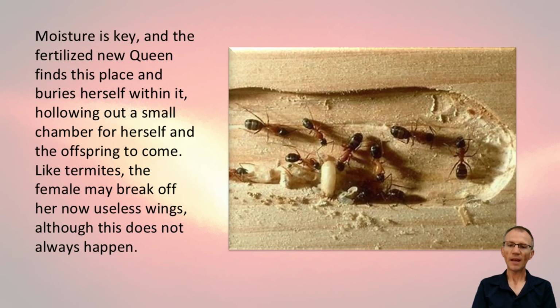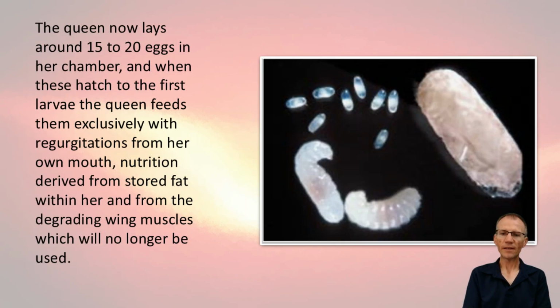Moisture is key, and the fertilized new queen finds this place and buries herself within it, hollowing out a small chamber for herself and the offspring to come. Like termites, the female may break off her now useless wings, although this does not always happen. The queen now lays around 50 to 20 eggs in her chamber, and when these hatch to the first larva, the queen feeds them exclusively with regurgitations from her own mouth. Nutrition derived from stored fat within her and from the degrading wing muscles, which will no longer be used.